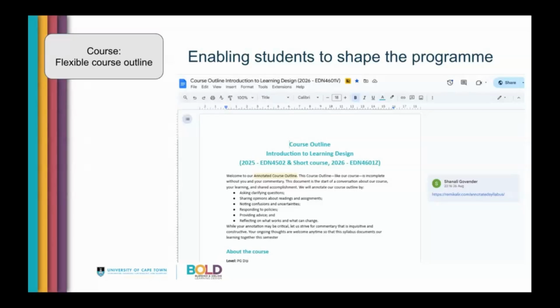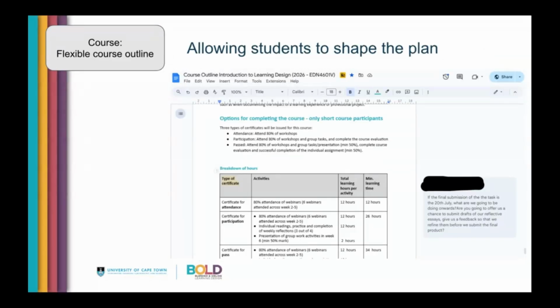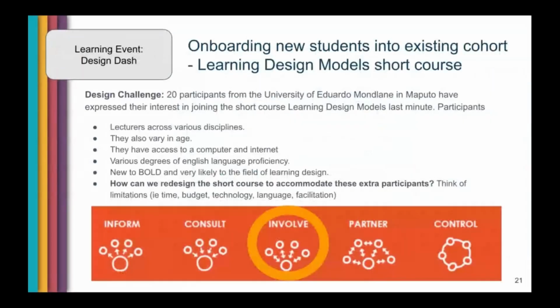Thank you, Daniela. These are just some examples where you can see. And then the next one, and students then actually can comment. It's a living document. They can comment. They can't change anything on the course outline, but they can really give input from the very start of the course. Okay, and then another one, there is a learning design dash.